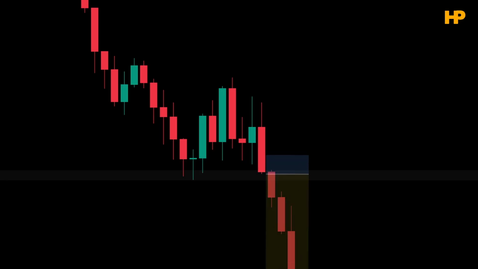You sell at here, with a stop loss at the above confirmation candle and a target at here. The daily resistance, 1-hour base breakout, and 15-minute candle pattern align perfectly, and the trade hits the target.